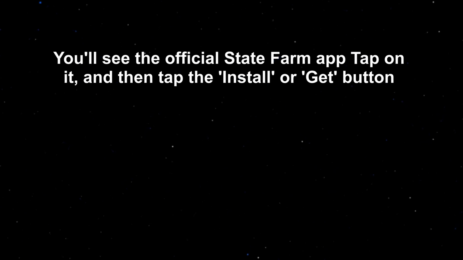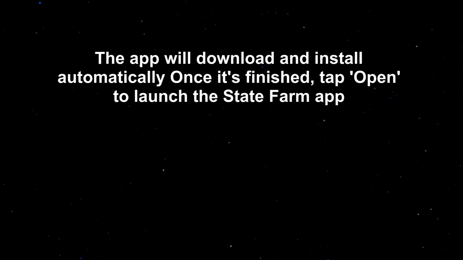Tap on it, and then tap the Install or Get button. The app will download and install automatically. Once it's finished, tap Open to launch the State Farm app.